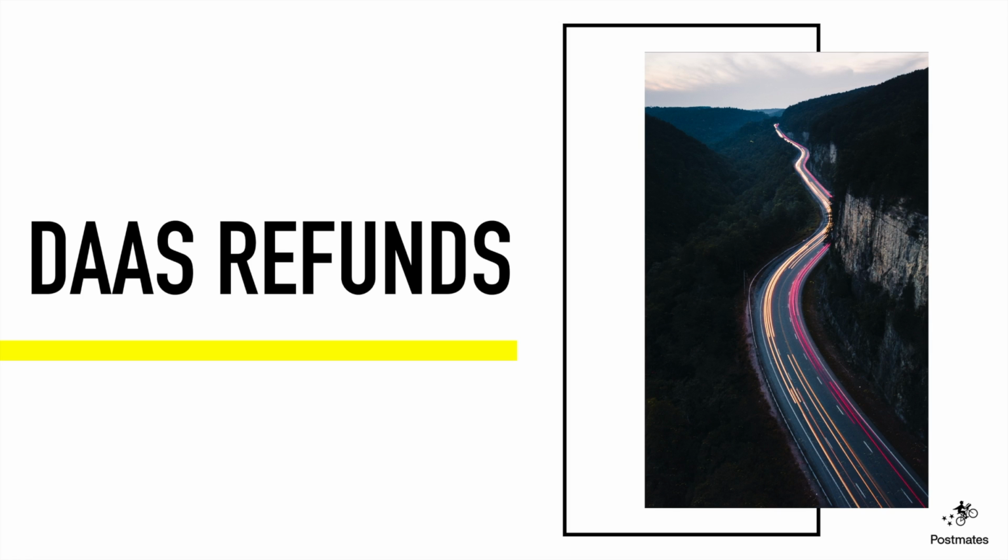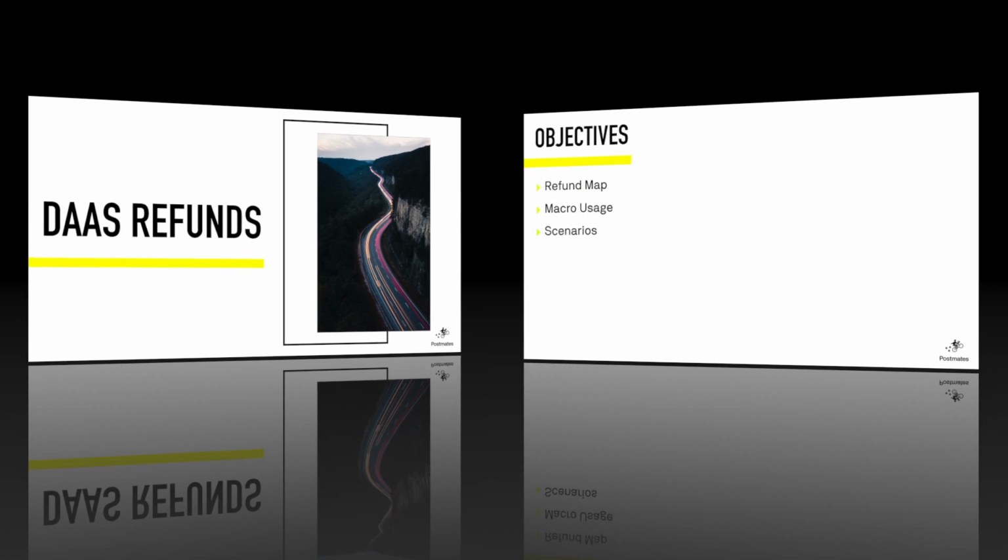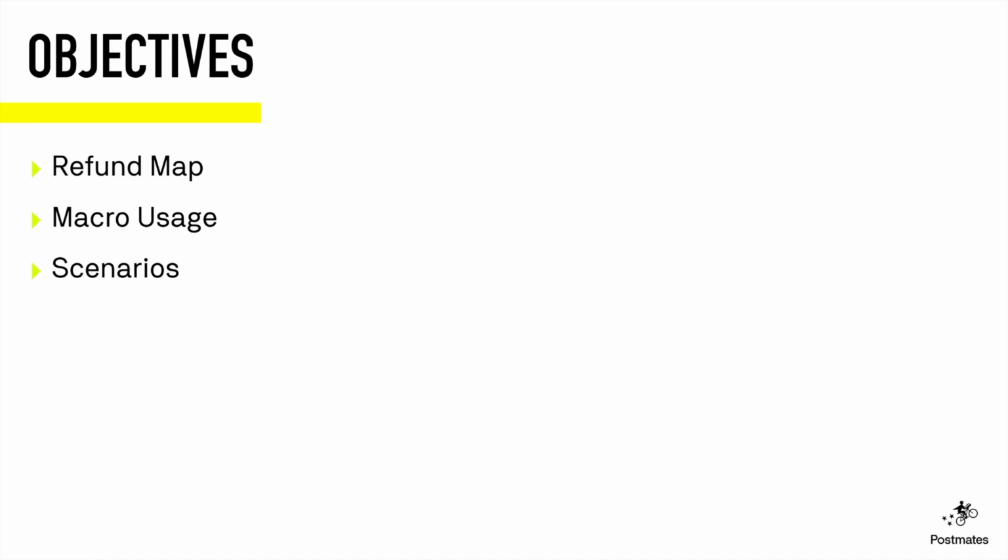Now who can tell me what Daas stands for? If you said delivery as a service, you are correct. Now let's jump into what we'll be covering in today's module. Today we'll discuss the refund map, when and how to use it, the importance of the macro usage, and then we'll go over a scenario, and I'd love to give you a couple of pointers.